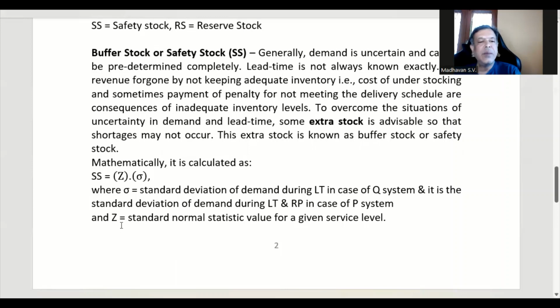And Z is nothing but the standard normal statistic value for a given service level. Means if you want the service level to be 95%, means only 5 times failure you can accept. 95 times you want to service the shop floor whenever they ask for a requirement. That time the service level will be considered as 95%. Means you can also correlate this with the confidence level, confidence limits or confidence level.